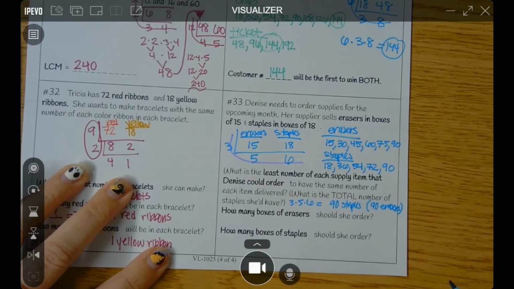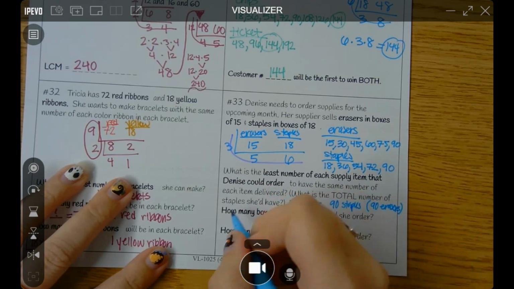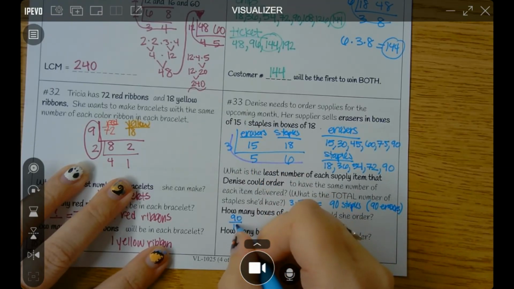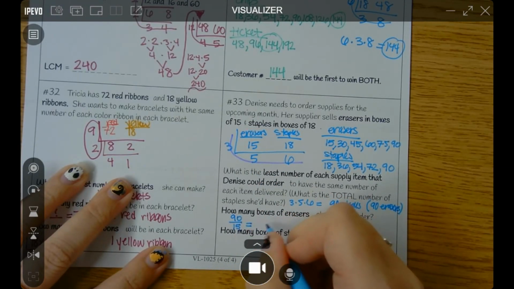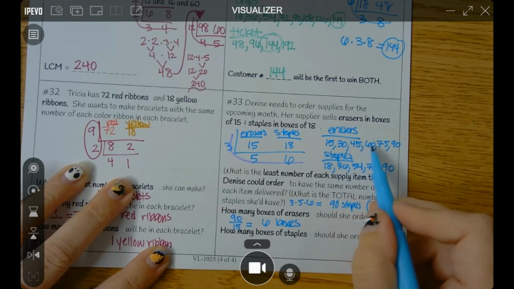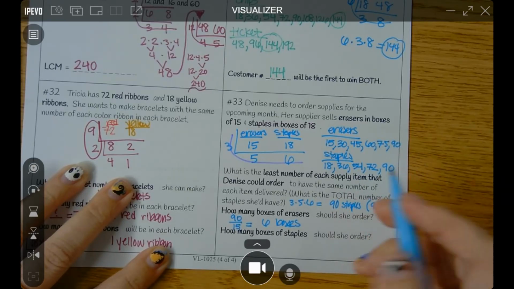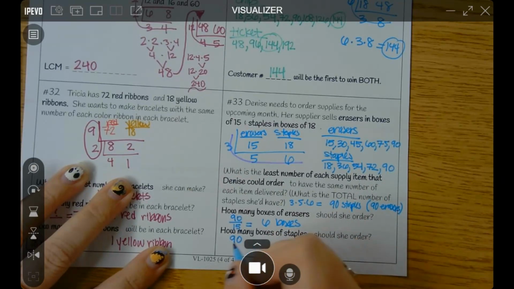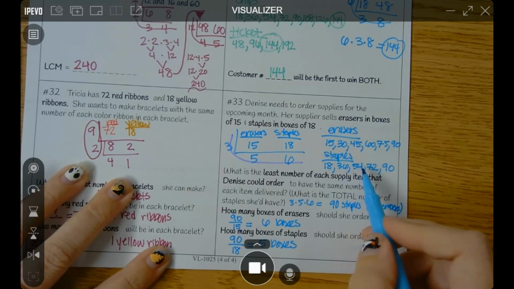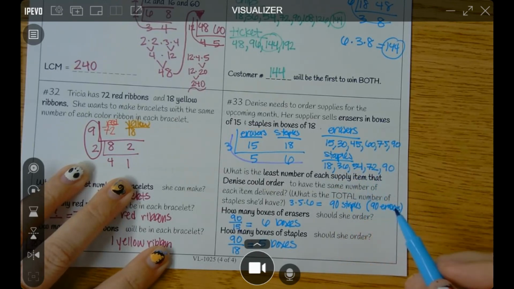So how many boxes of erasers did it take for you to order to get 90 erasers? Well, you did 90 total divided by how many erasers come in a box? 15. And 90 divided by 15 is 6. You ordered 6 boxes of erasers. Because look, 1, 2, 3, 4, 5, 6 boxes till I got to the 90. Here, you wanted 90 staples, and staples come in boxes of 18. So if you did 90 divided by 18, that took 5 boxes. Because look, 1, 2, 3, 4, 5 boxes got me to have 90 staples.